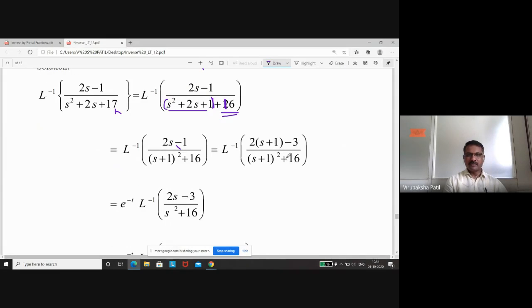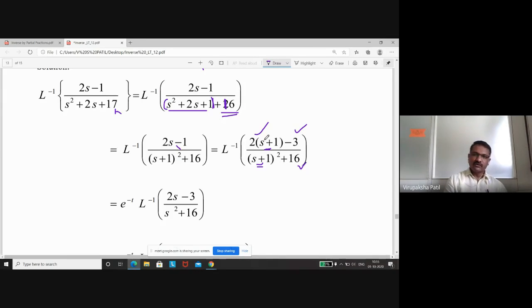After making the manipulation, see here, observe. Don't worry about this constant. We'll think of that later. Now concentrate on this term s plus 1. In the numerator and denominator, wherever s is there, it is replaced by s plus 1. So while finding a Laplace transform, you would have replaced s by s plus 1 using the shifting property.